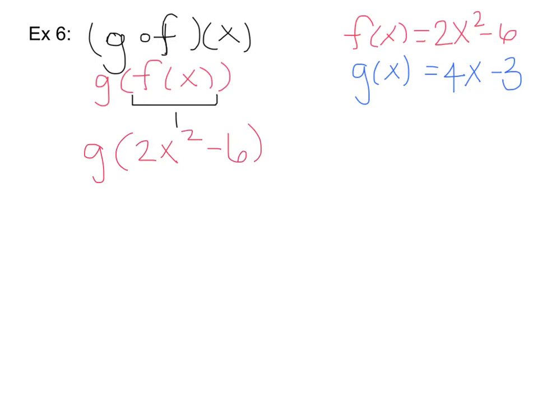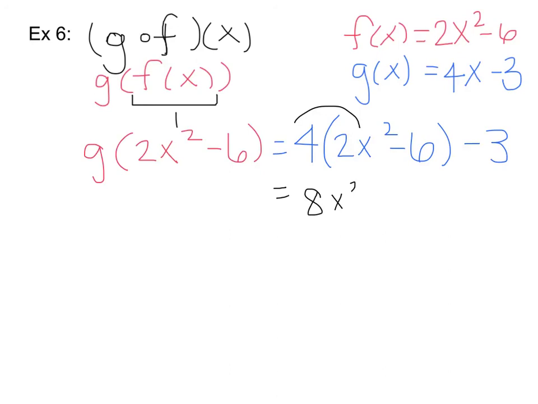So that means in g, wherever there is an x, you are going to replace it with 2x squared minus 6. So I have 4 parentheses 2x squared minus 6 minus 3. And obviously we need to simplify that. So we are going to start by distributing 4 times 2x squared, which gives me 8x squared. And then 4 times negative 6 gives me minus 24. And then we have minus 3. So our final answer for this problem is going to be 8x squared minus 27.